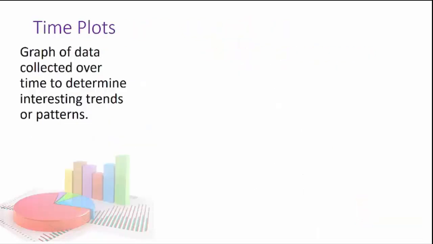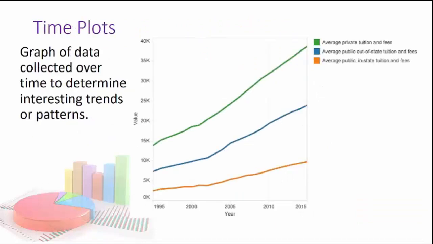Now the last type of plots we'll be looking at are time plots, but you're kind of used to these. These shouldn't be too difficult. Basically, you're graphing the value over time. So in this graph, we're looking at the average tuition and fees, and one's public in-state, that's the orange. The blue is public out-of-state, and the green is private. And so you can see how tuition and fees are changing over time for college. Kind of scary since I know you guys are going pretty soon.